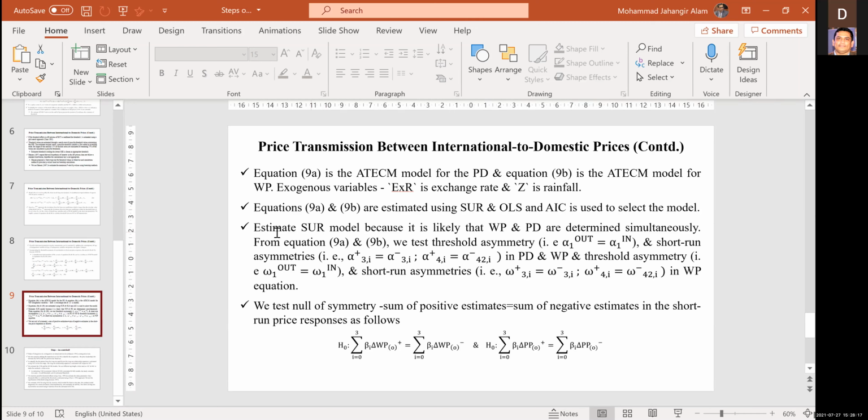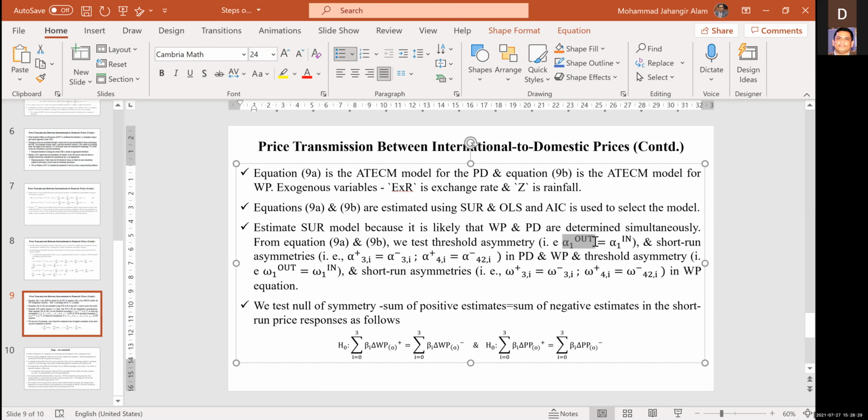And then we estimate the SURE model because it is likely that world price and PD are determined simultaneously. And from equation 9a, we test threshold asymmetry. If they are the same, it's not asymmetric, but if they are not the same, it's asymmetric. And then also for short-run asymmetry, you see the coefficients from the earlier equations, 9a and 9b, plus and minus. If they are the same, it means they are symmetric, but if not, they are asymmetric. So it's in the equation.